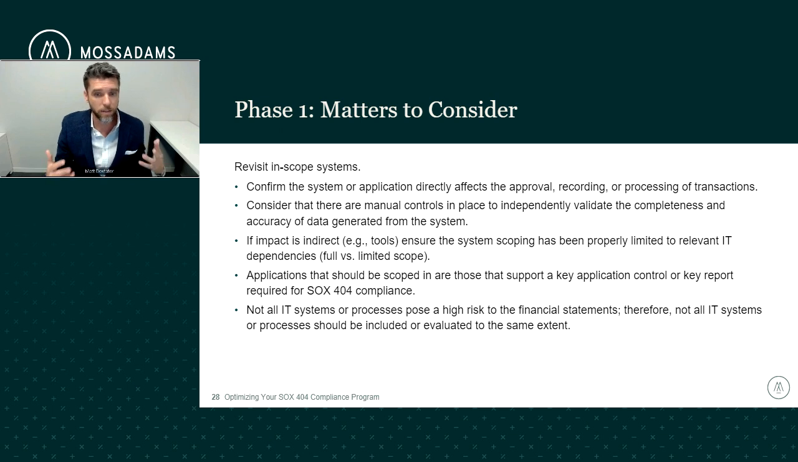There are 4 major IT domains: security, change management, computer operations, and the system development lifecycle. Some applications only indirectly affect financial reporting. They're not actually used to authorize, process, or record a transaction. So they may only be in scope for one domain, like security, for example, as opposed to all the domains. Some firms refer to these limited scope systems as "tools." Ultimately, systems that don't support a key application control or produce information that's used in financial reporting and the related controls should not be scoped in.